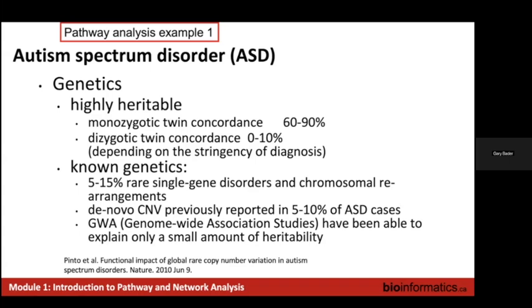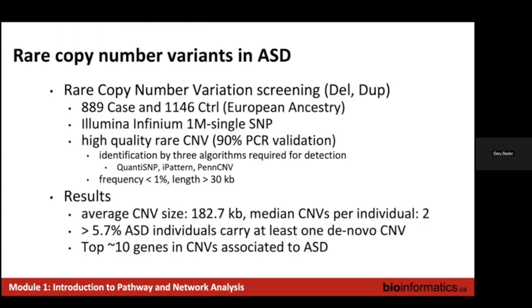Steve Scherer's lab at the Hospital for Sick Children, whose main focus is studying autism spectrum disorder and its genetics, decided to look at de novo copy number variants to better explain the variance in the phenotype. They took about 1,000 cases and 1,000 controls, and applied SNP arrays to genotype all the individuals. These SNP arrays measure the presence or absence of SNPs across the genome.